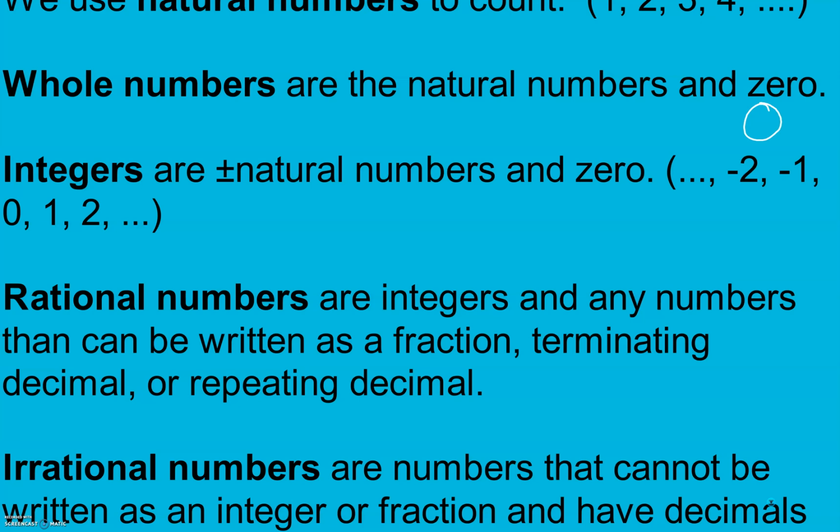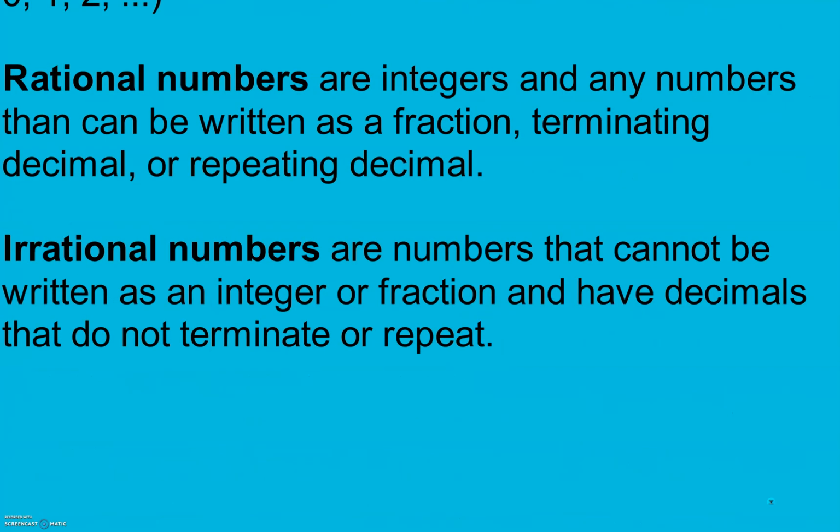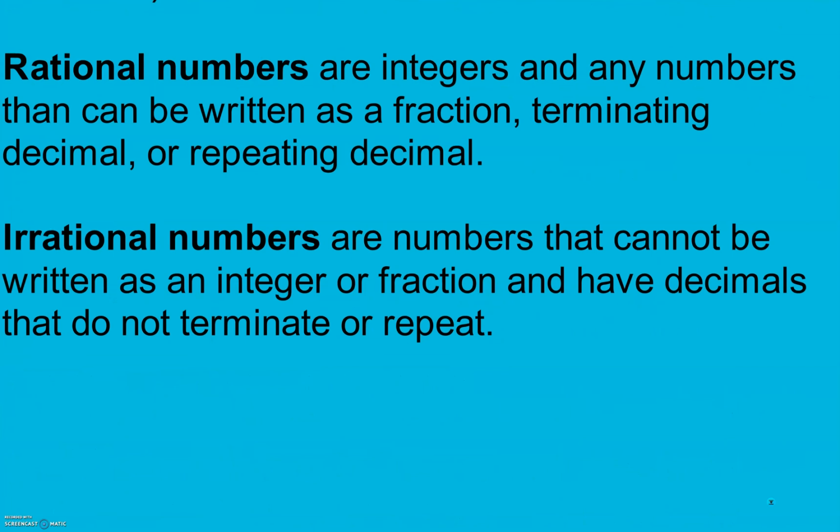Now we get to irrational numbers, and these numbers cannot be written as an integer or fraction and have decimals that do not terminate or repeat. These are things like the square root of 7, pi, things like that. So square roots of non-perfect squares are irrational. They don't terminate or repeat when you type them in your calculator. Your window shows what it can, but it actually continues on. Same with pi. And then again, together the rational numbers and irrational numbers make up all real numbers.